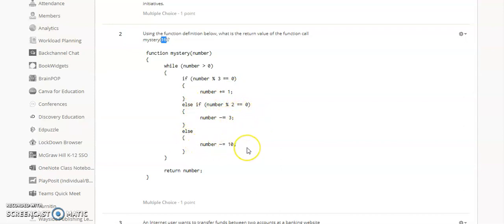Otherwise, just subtract 10. So we have to really check just repeating a process. Is it divisible by 3? Is it divisible by 2? Okay, we've got 3 scenarios to run then.